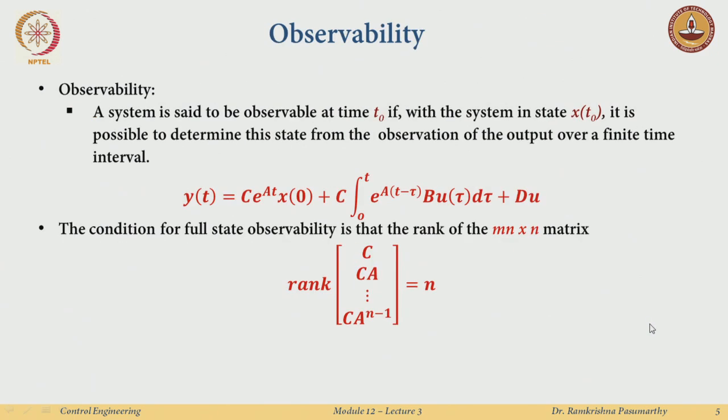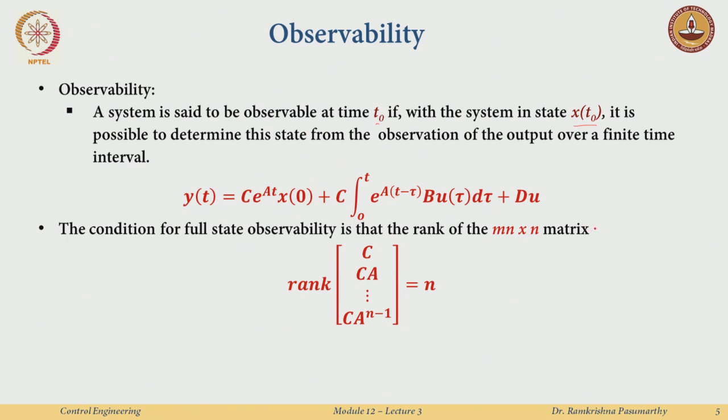And that leads me to define observability. Again, I will not really go into details, just to see what is happening. A system is said to be observable at time t0 if, starting with x(t0), it is possible to determine this state from observations of the output over a finite interval of time from 0 to t. Essentially, the problem is: given a set of observations, y of t from 0 to t, can I construct x at t0?